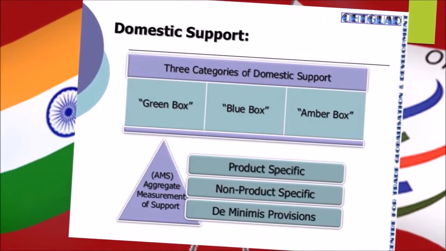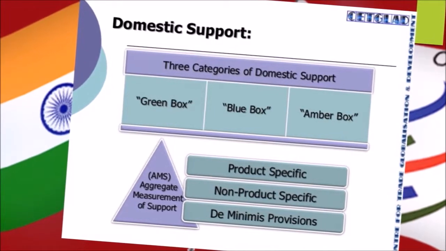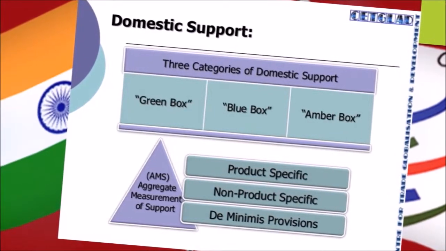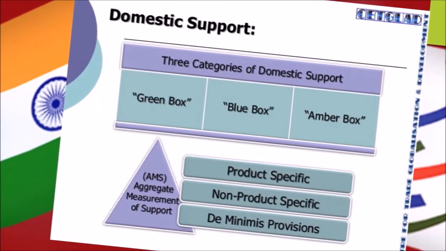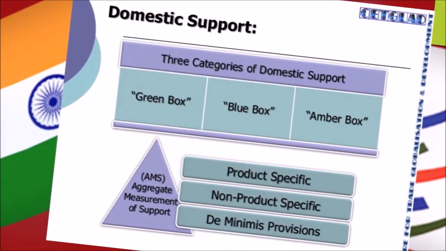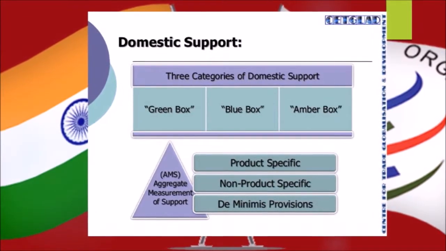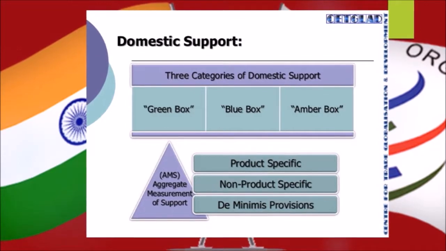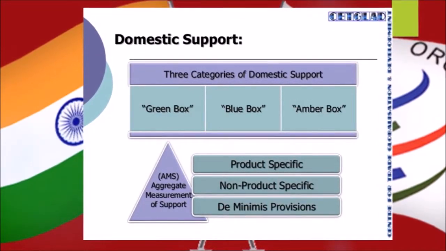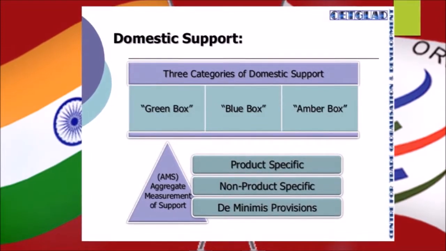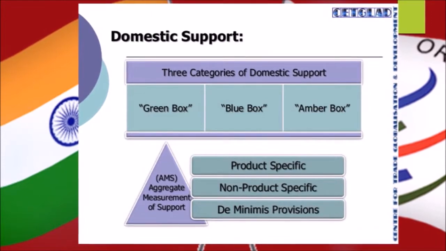Amber box. These supports are subject to limits, de minimis. Minimal support is allowed: 5% of agricultural production for developed countries and 10% for developing countries. Thirty WTO members that had larger subsidies than the de minimis level at the beginning of the post-Uruguay round reform period are committed to reduce these subsidies.